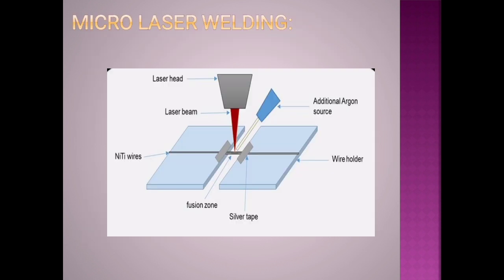Micro laser welding. There are various configurations in micro laser welding such as butt weld, lap weld, center weld, wire to ribbon weld, T-weld, cross ribbon weld, end weld, plug weld, etc. These configurations have been successfully achieved using lasers with several dissimilar and similar metals.